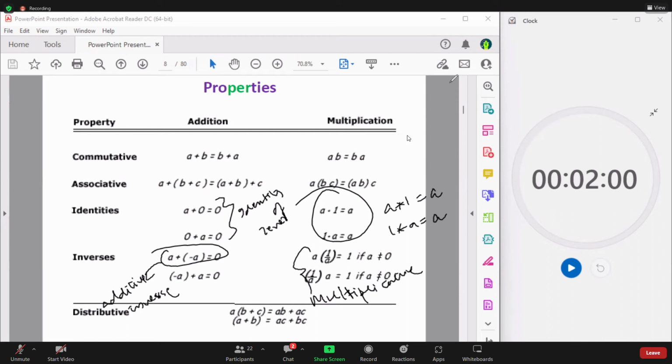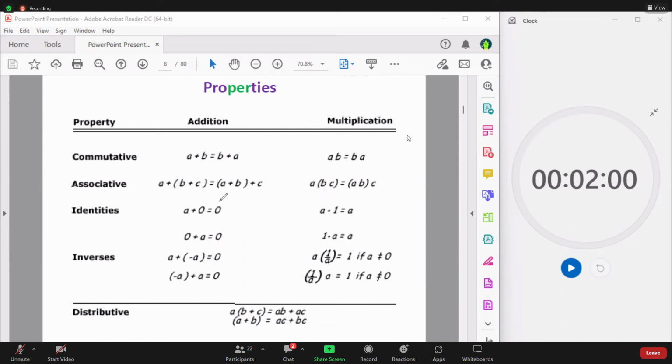Excuse me, sir, for identities in addition, won't it be a plus 0 equals a? Yeah, I think there has been a mistake, maybe a typing mistake. Okay. Is there any other problem?